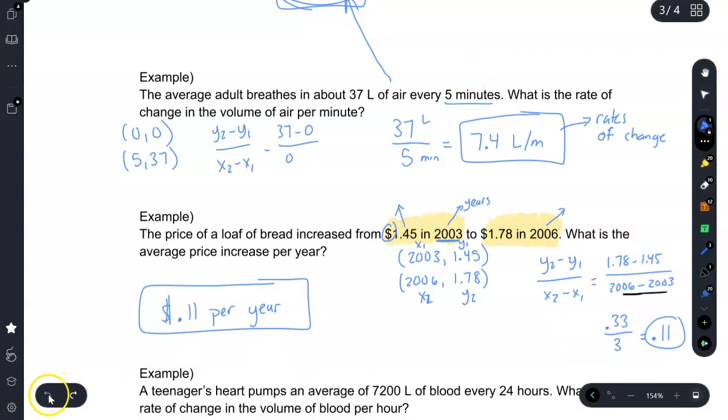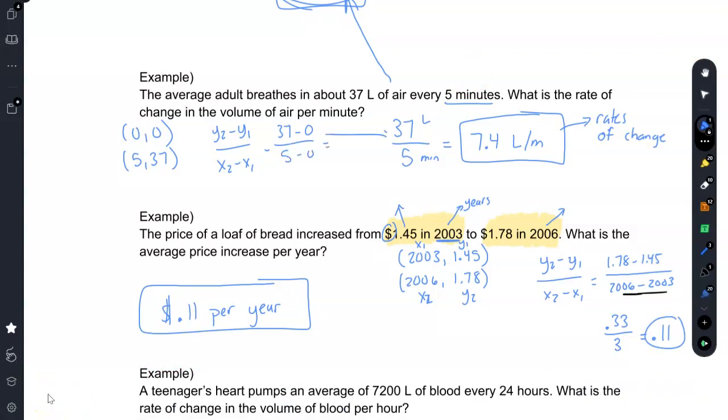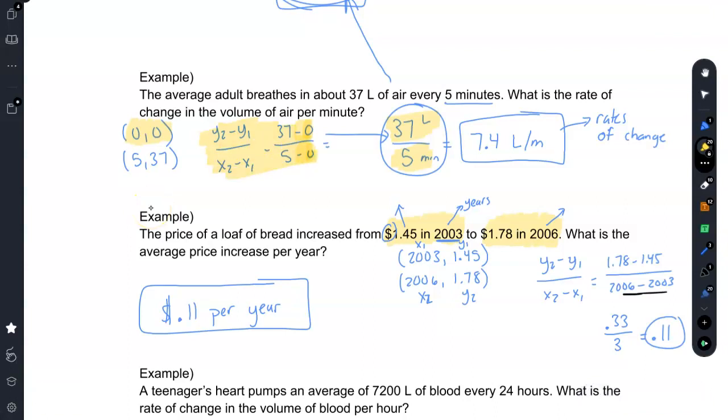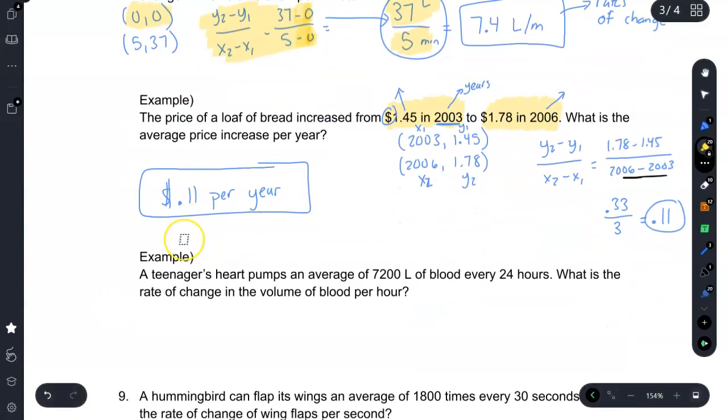Let me backtrack. Over 5 minus 0, which leads me to 37 over 5. So if we're ever treating the initial value at 0, 0, or if there's not an initial point that's given to us, we're assuming that it's going to be 0, 0. When we subtract those zeros, that's leading us simply to the unit of measure over the value of time. So it's essentially the same equation. We're just skipping that minus 0 step that we would see here.